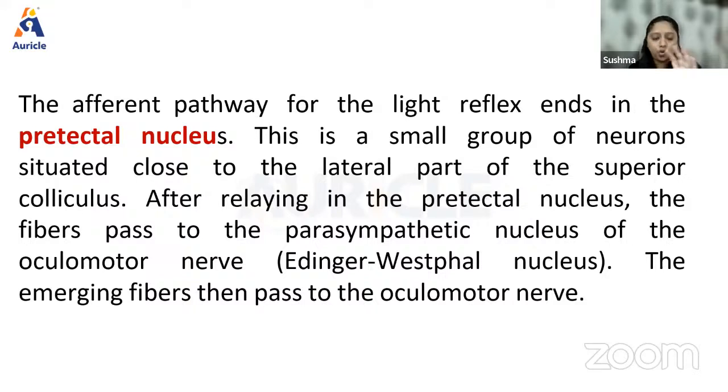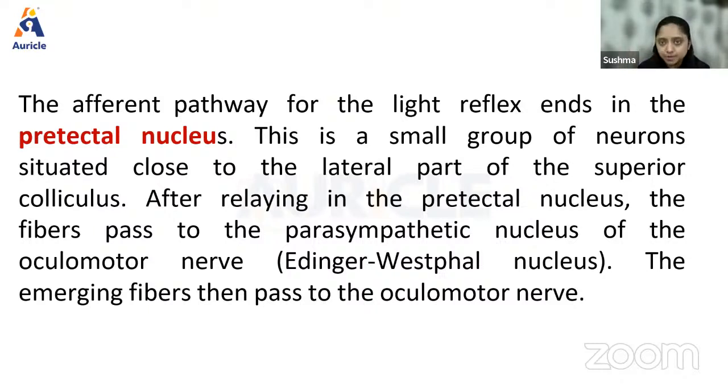In the light reflex, guys, what is the light reflex? You shine a beam of light and my pupil constricts. What is the afferent? The afferents go through the optic nerve and end in the pretectal nucleus. From the pretectal nucleus, after they relay, the fibers go to the parasympathetic nucleus of the oculomotor nerve. What is the effect of the parasympathetic nervous system on your pupils? They constrict, isn't it? Sympathetic, they dilate. Parasympathetic, they constrict.